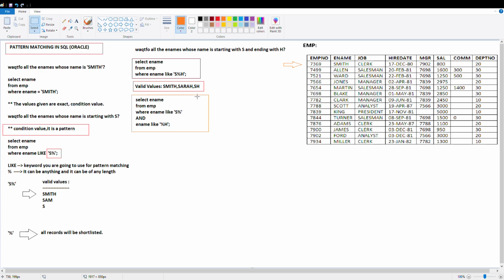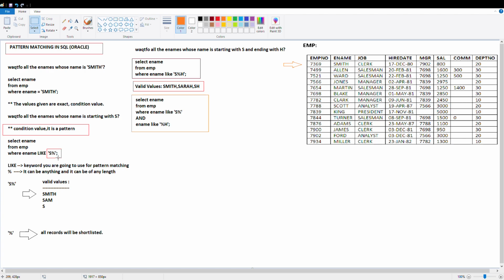So you have understood two important things. What is pattern matching? How to analyze a pattern matching condition? If there is a pattern matching condition, what are the operators you have to use? The first operator is like, and the second is percentage. What does percentage stand for? It can be anything and it can be of any length. Now I'll introduce one more pattern matching operator.